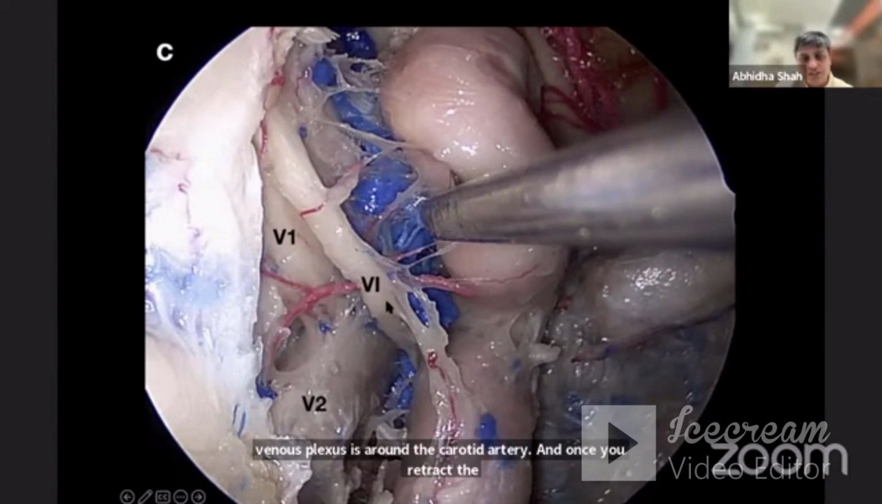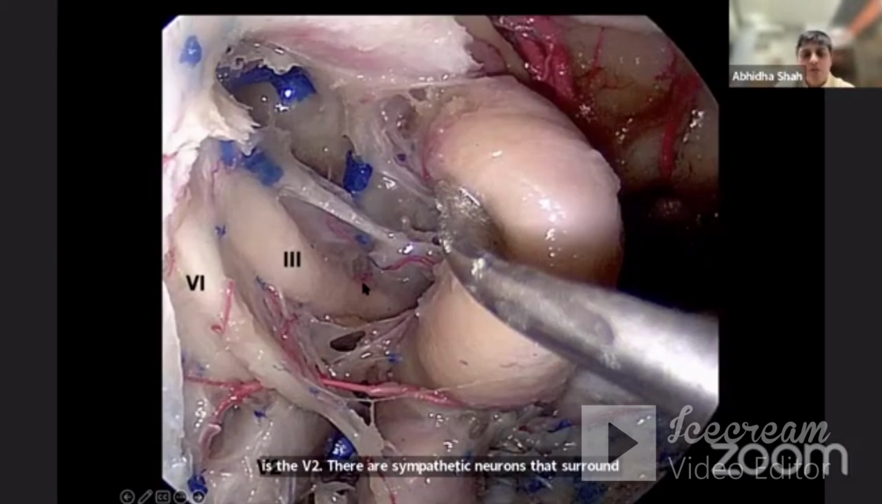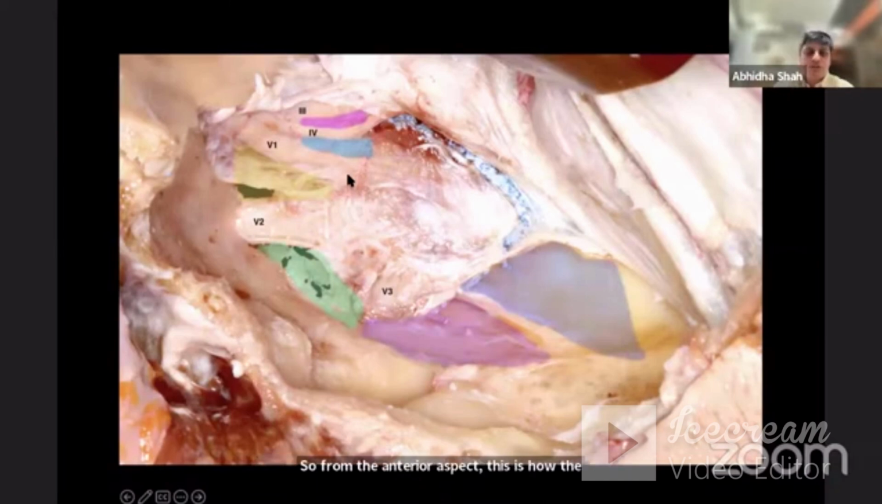So this is the sixth cranial nerve. This is the V1. This is the V2. There are sympathetic nerves that surround the carotid in its course and form a sympathetic plexus. Here now, once you retract it more medially and see superiorly in the roof, you will see the third cranial nerve. So from the anterior aspect, this is how the cavernous sinus looks. Now coming back to the lateral wall. So these are the various triangles that we saw. The oculomotor, the supratrochlear, the infratrochlear, the anteromedial, anterolateral, posterior medial, posterior lateral, and the triangles on the back of the cavernous sinus.